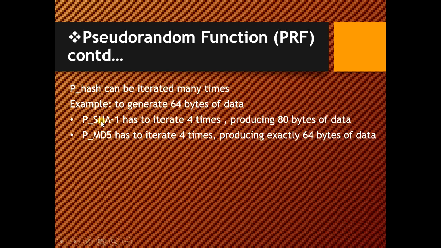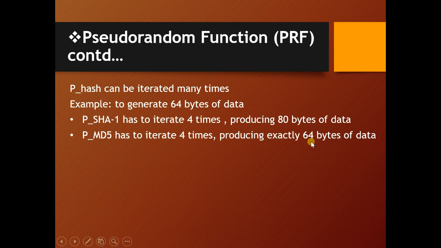If I am going to make use of a hash algorithm which is SHA1, this will have to iterate 4 times, producing 80 bytes of data. Whereas if I am going to make use of P_MD5, that is, the hash algorithm is MD5, again this has to iterate 4 times, producing exactly 64 bytes of data. Now you might be wondering, if it has to be iterated 4 times, how does this produce 80 bytes and this produce 64 bytes of data.